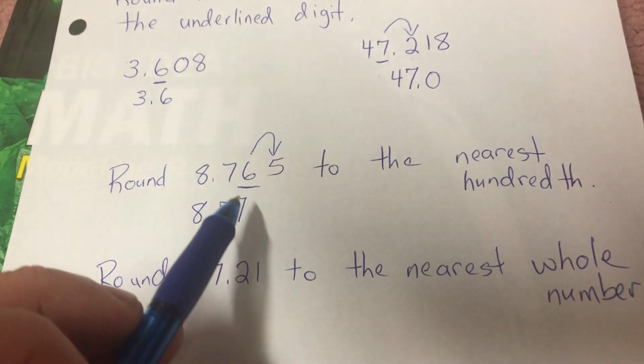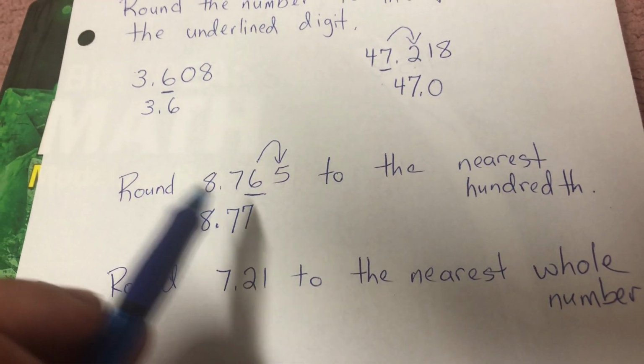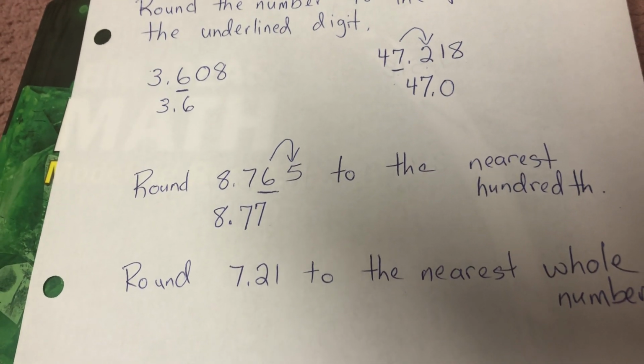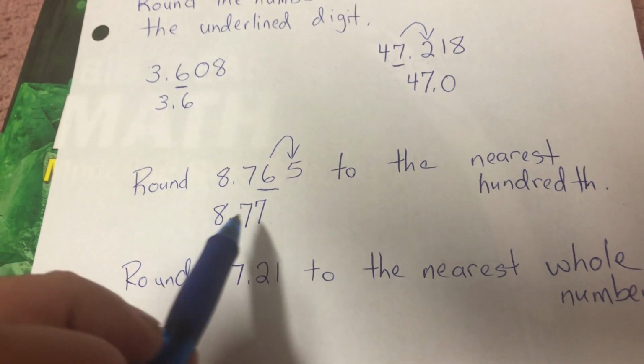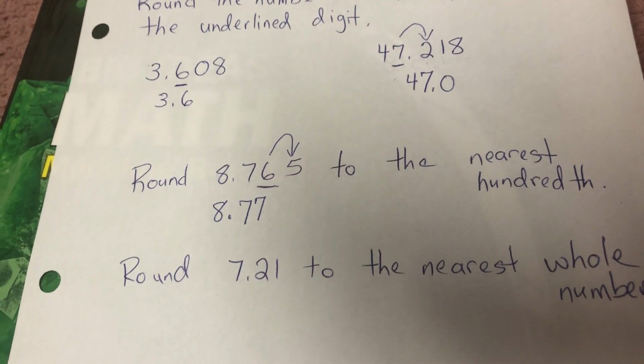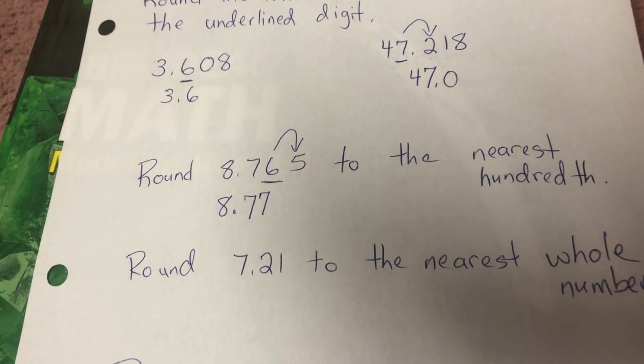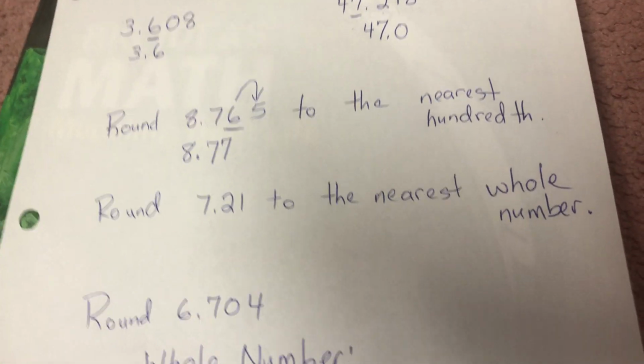And if I want to, I can put a 0 for the 5. Not necessary, though. I really don't want you to do that. I want you to be able to see and minimize how many digits you have. But the correct answer is 8 and 77 hundredths.